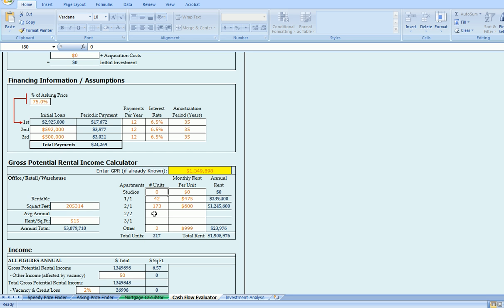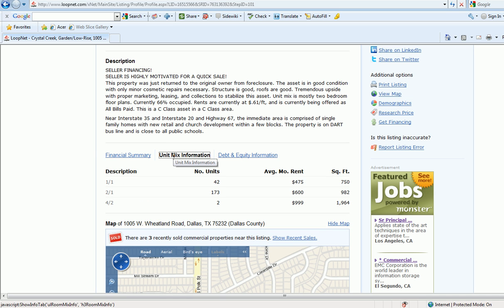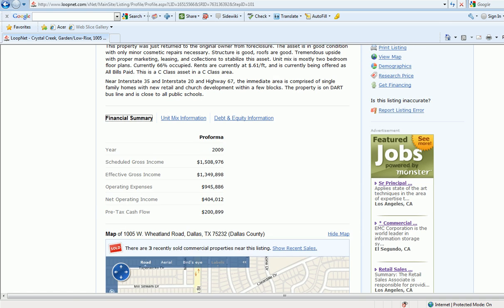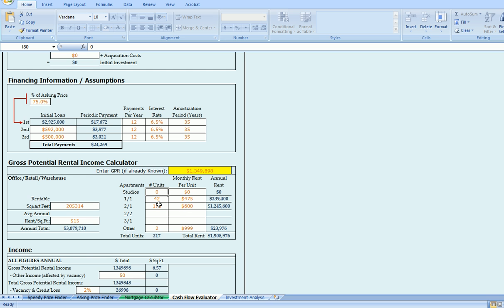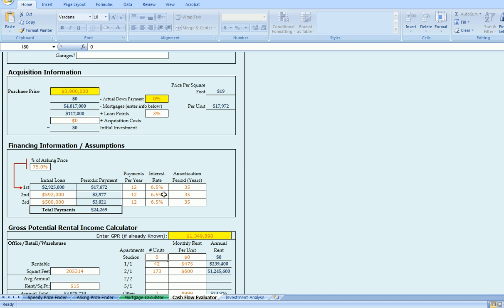I already plugged in the information on the unit mix here, which you would find right here, the unit mix information. Again, not all listings are going to have all of this information, and sometimes you're going to have to ask the listing agent to give it to you. But this particular listing does have this information. So we go back to the financial summary. Again, I had already plugged in the unit mix information here. So mainly concentrate on these yellow boxes right here.